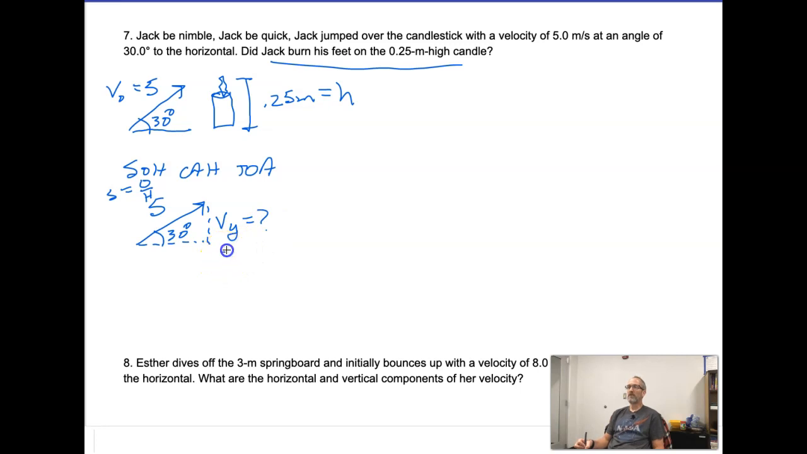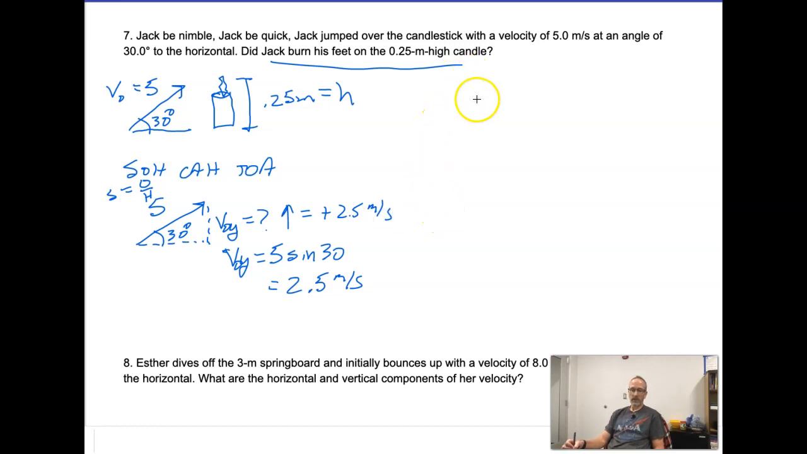Vy is equal to 5 times the sine of 30 degrees. And so we're going to end up with a speed here of 2.5 meters per second, and that is straight up. So that's great. We know that the original speed in the y is equal to positive 2.5 meters per second.